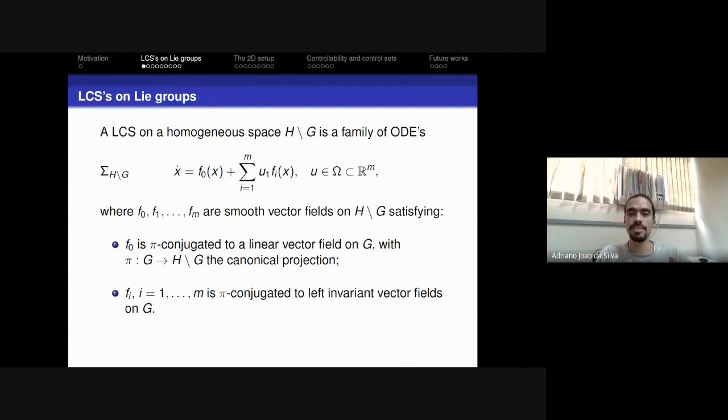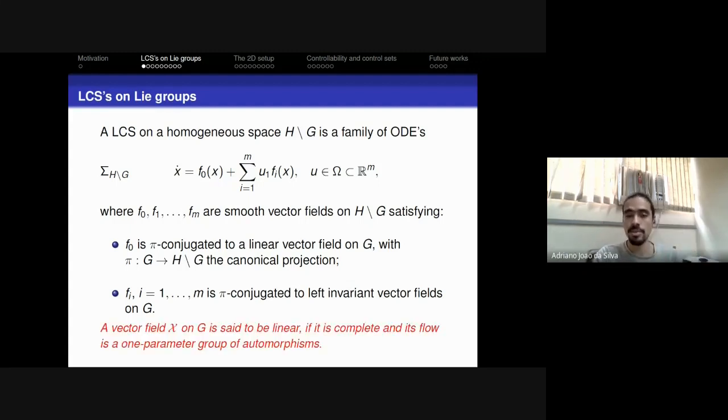And when you do that, the class of linear control systems on groups is kind of restrictive, but when you go to homogeneous spaces, you get many more linear systems, and so the generality of this kind of system goes up exponentially. And just to remember here, what's a linear vector field? We already commented on that. A linear vector field is basically a vector field that's complete, and its flow is a one parameter subgroup of automorphisms.